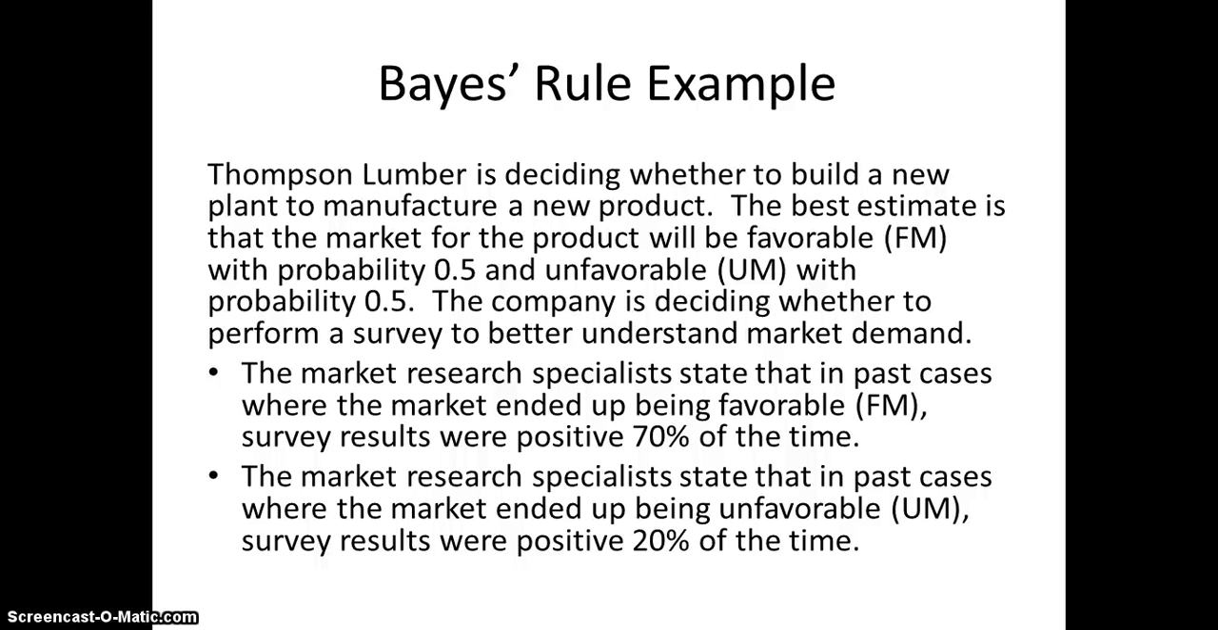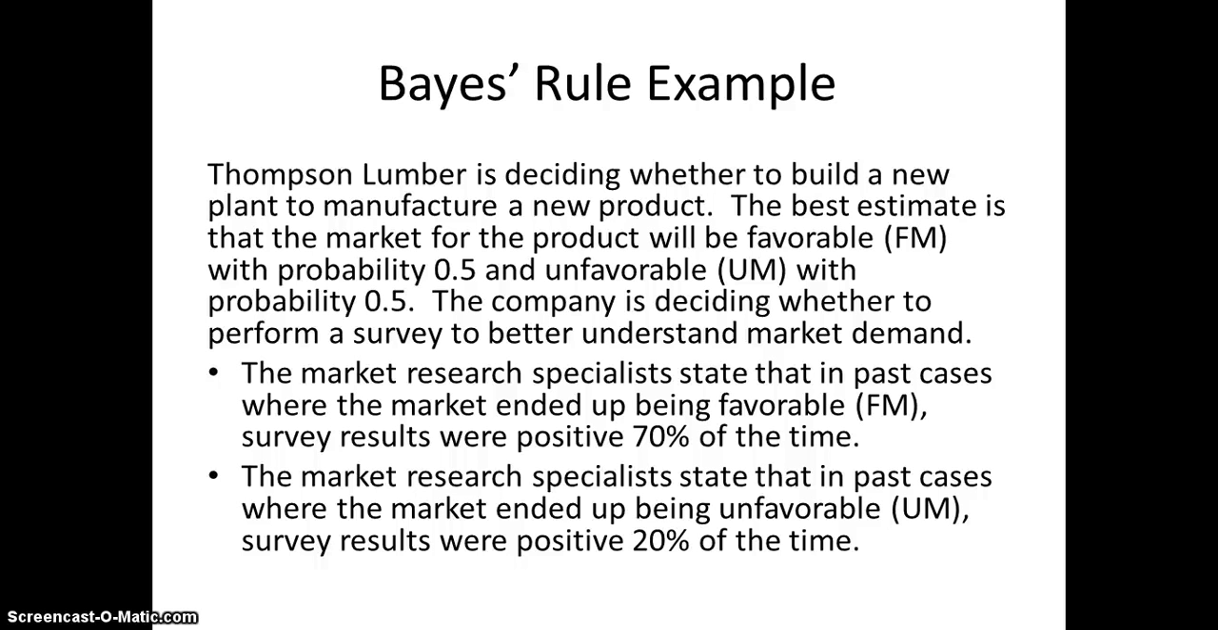favorable, the survey results were positive 70% of the time. That's a correct prediction. Obviously, that means that 30% of the time, survey results predicted the market incorrectly. The market research specialists state that in past cases where the market ended up being unfavorable, survey results were positive 20% of the time. So that means there were positive results and the market was unfavorable, so that's also an incorrect prediction. This means that the unfavorable market was predicted correctly the other 80% of the time.